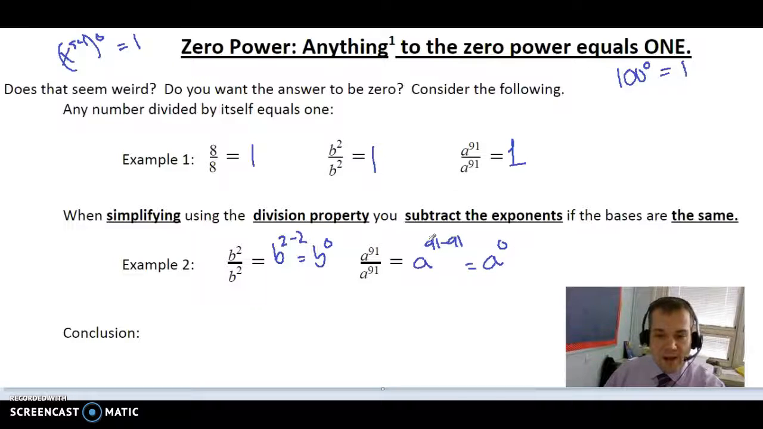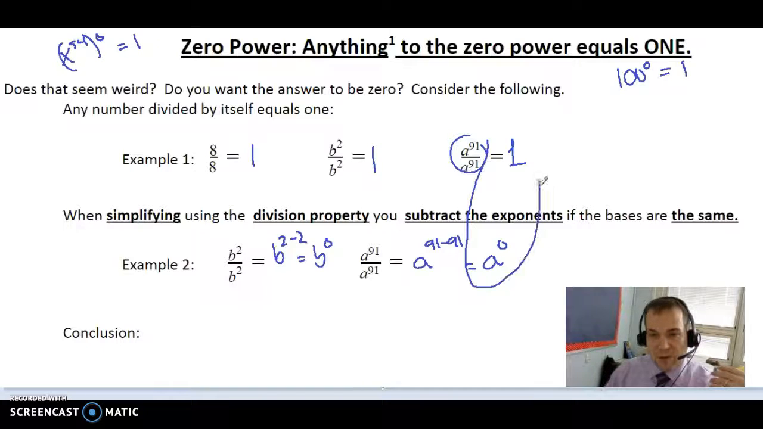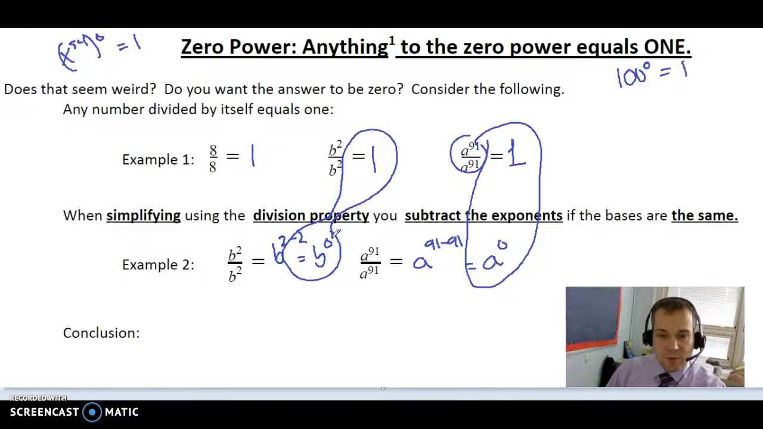And the point is that in both cases, we see that a to the 91 divided by a to the 91 equals 1, but it also equals a to the 0, so it should make sense that a to the 0 is going to equal 1, since they both equal this. B squared over b squared equals 1, but it also equals b to the 0, so it should make sense that b to the 0 equals 1. And I want to point out there's nothing special about the fact that it's b squared or a to the 91. The b's not special, the a's not special, the 91's not special, the 2's not special.